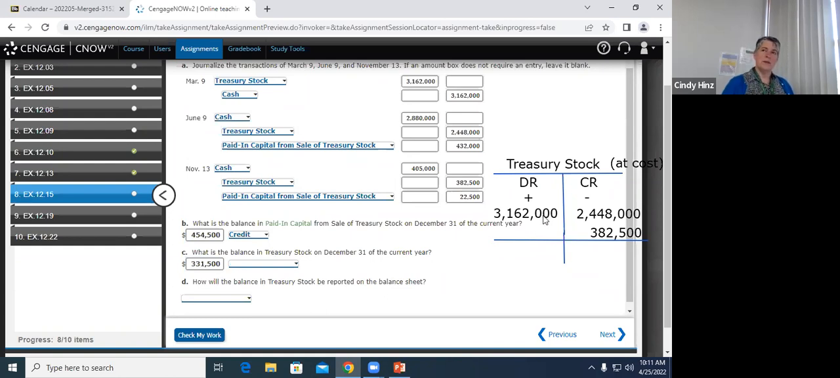The debit footing was larger than the credit footing, so this account would have a debit balance. Can the treasury stock account ever have a credit balance? Not when we use the cost method. It can have a zero balance if we've sold all of those shares, but it cannot have a credit balance.